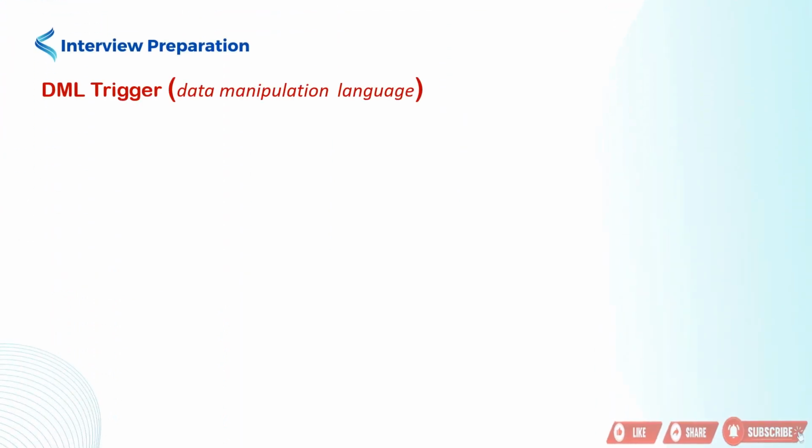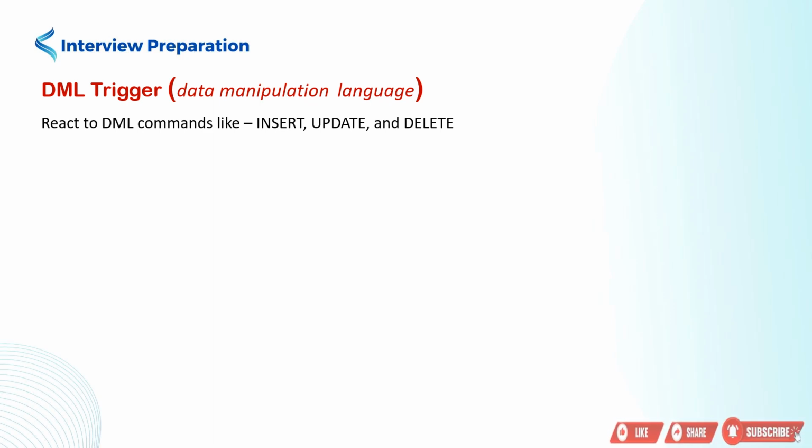Let's understand DML trigger. Friends, they react to DML commands like insert, update, and delete. For example, after insert in one table, perform additional tasks, like updating a value in another table.